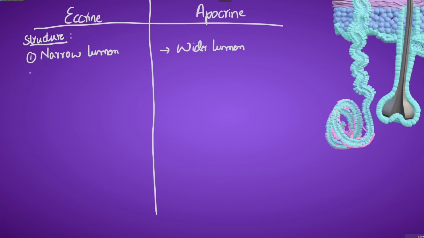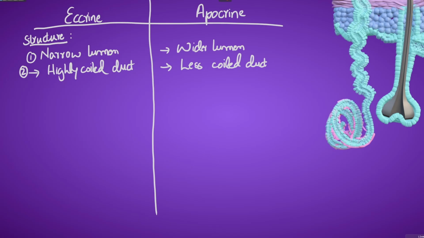And this one, their secretory duct part, it is highly coiled duct. I have also shown you in the 3D model. This one is less coiled or less tortuous duct. This is the second difference.